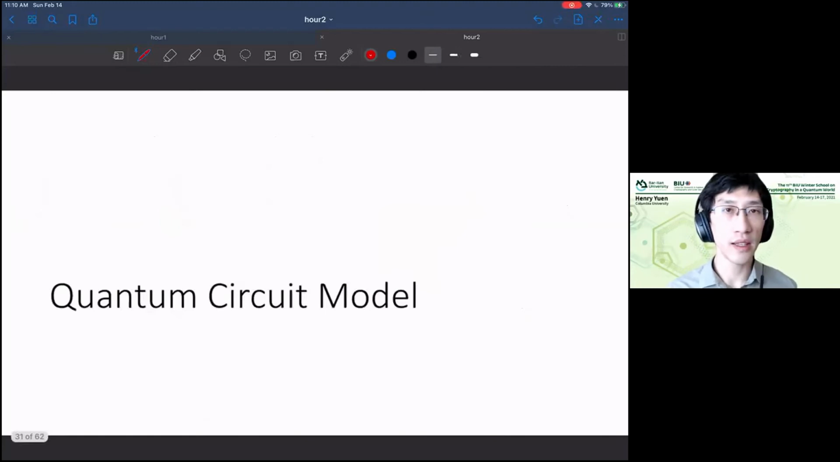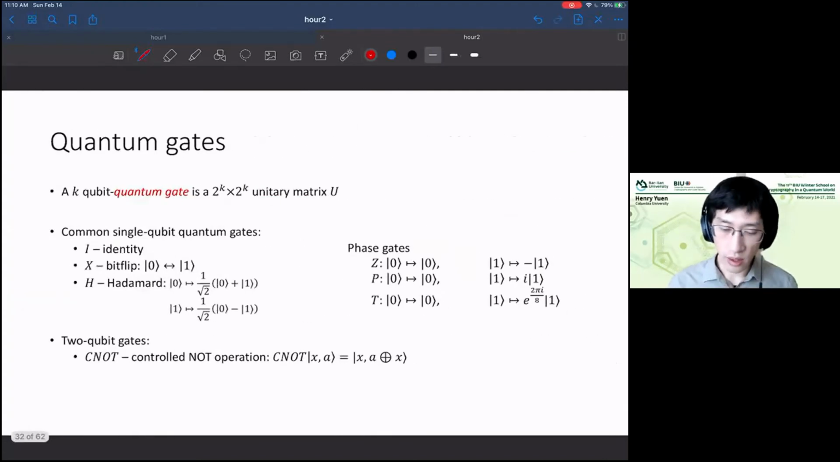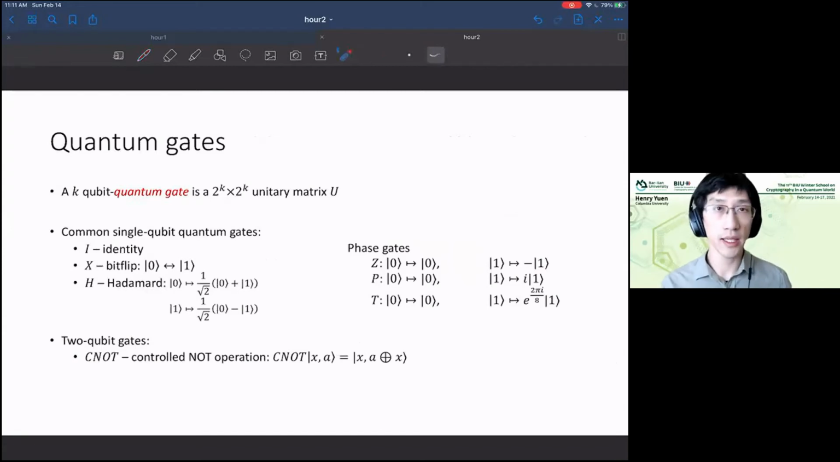Now let's turn to the quantum circuit model. Okay, so we basically have a good picture of what a quantum circuit looks like. It's just a bunch of gates acting on different subsets of qubits, and we can have measurements in them. More generally, quantum gates are just unitaries. And here I'm just writing down a list of common gates that come up in quantum computing. There's the bit flip gate that we saw. There's the Hadamard. And there's these phase gates.